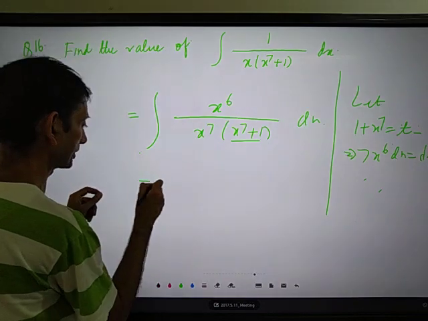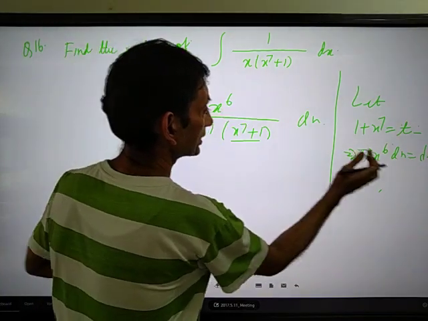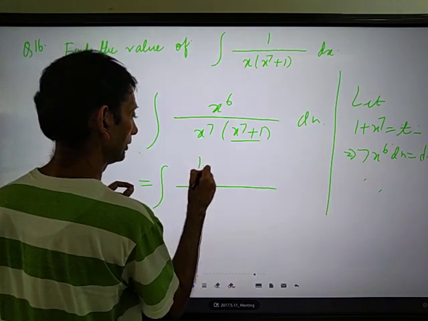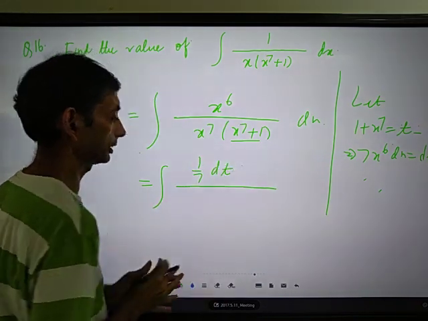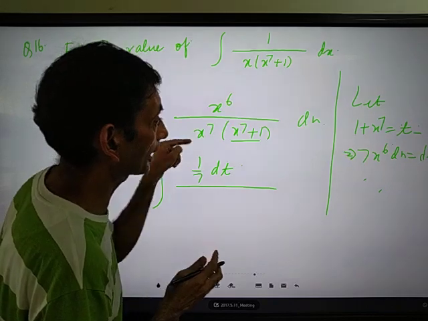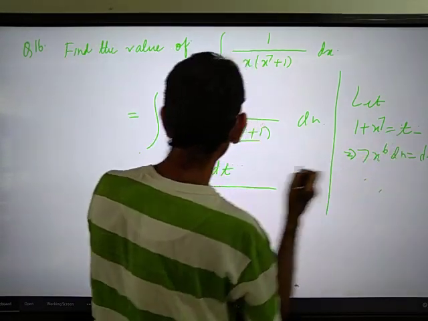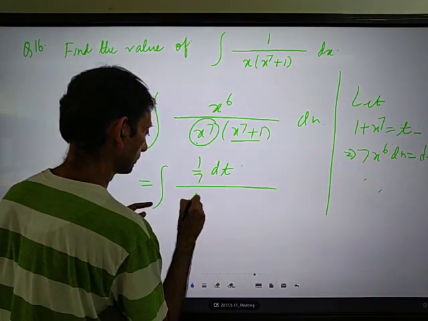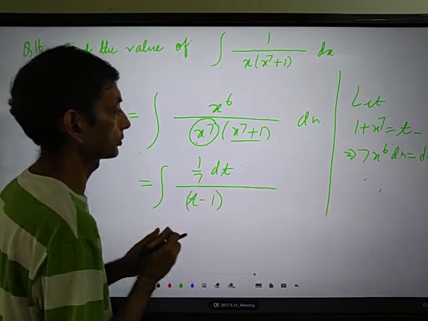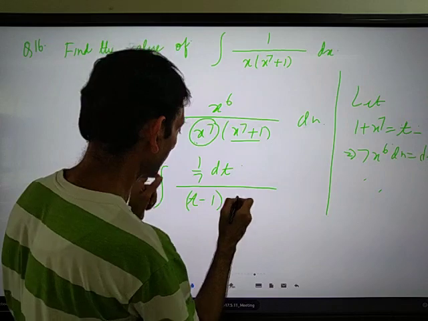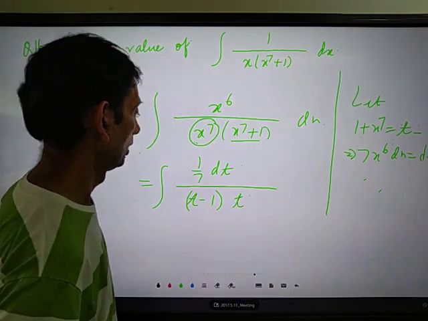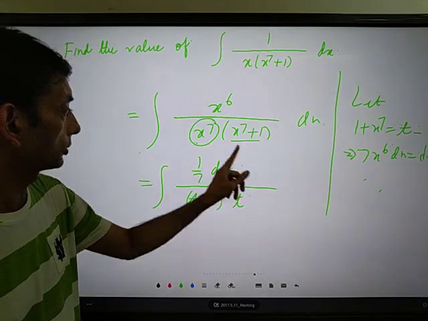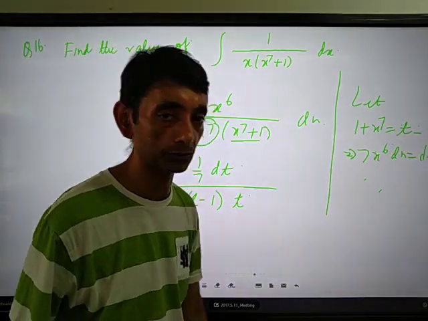So x to the power 6 dx gives you 1 by 7 dt. Now, what is the value of x to the power 7? x to the power 7 is equal to t minus 1. Right? It's t minus 1. So what is x to the power 7 plus 1? It's t. If you substitute, x to the power 7 plus 1 is t, so x to the power 7 gives you t minus 1. Fine.